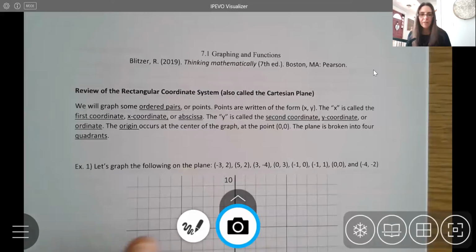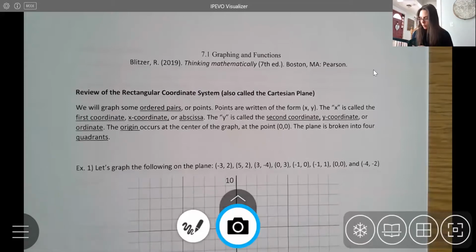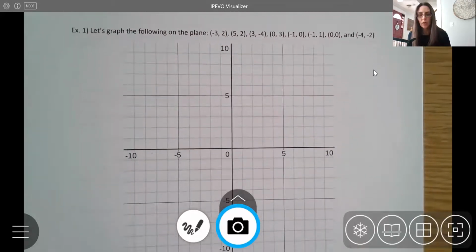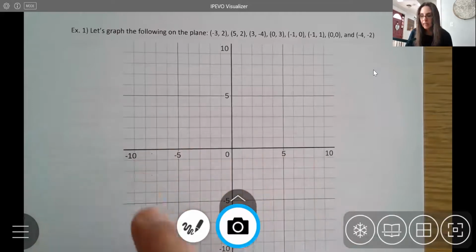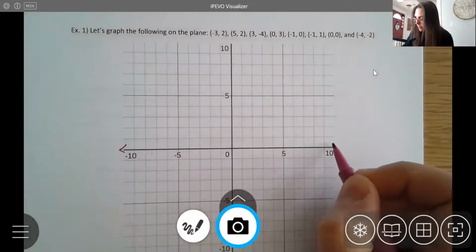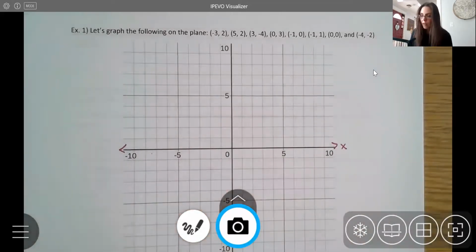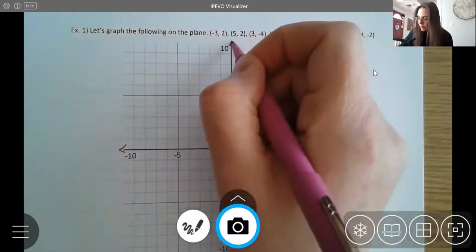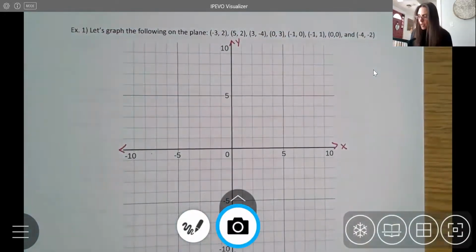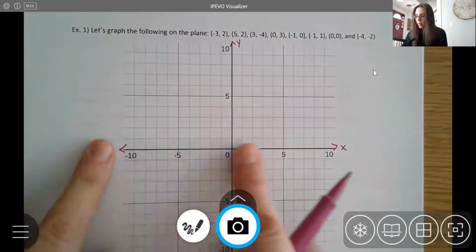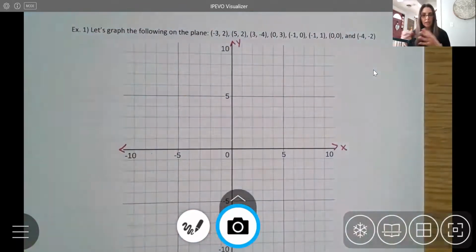Now, we will graph some ordered pairs to start and just practice and review those basic points, and then we'll actually get into functions and equations. So the first thing you want to remember is that you do have two lines here. Your first one that runs horizontally is your x-axis. And the one that runs vertically is your y-axis. What you want to notice is that these axes both actually extend in both directions forever, so you could continue making this graph as big as you want to.